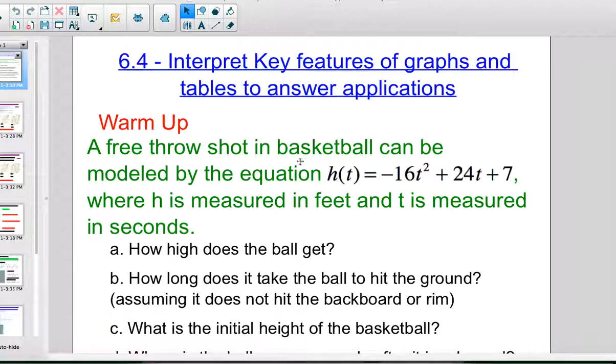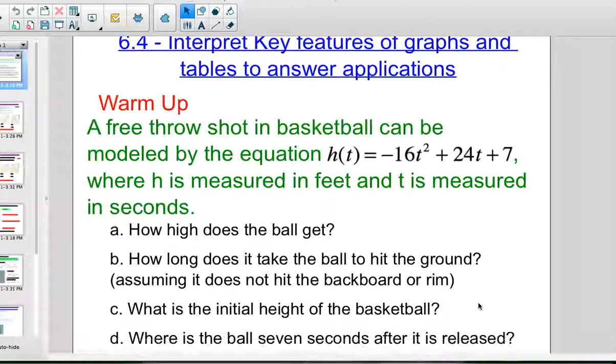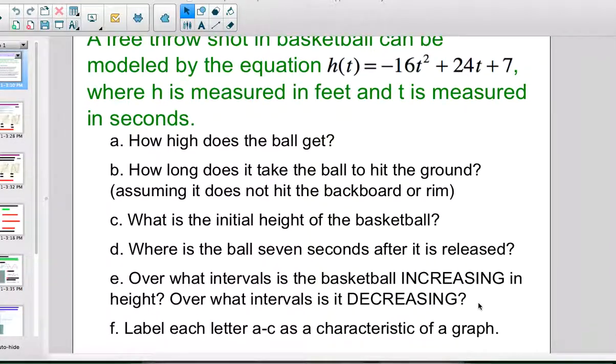So we have a free throw shot. Negative 16 is the gravity, 24 is the initial velocity in feet per second that the basketball is being shot at, and 7 would be the initial height. Use your graphing calculator, go ahead and graph it, and try to answer these 6 questions about what's going on in this scenario. When you're done with those, resume the video and we'll go over them.